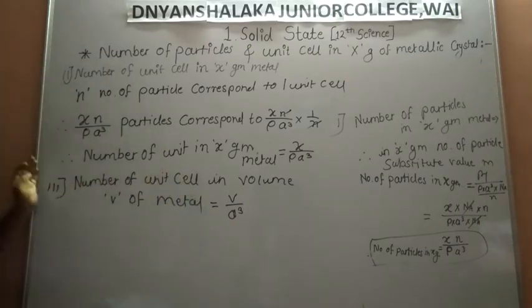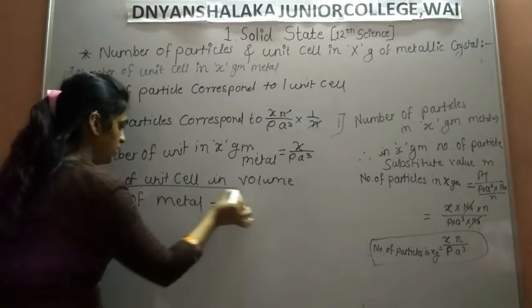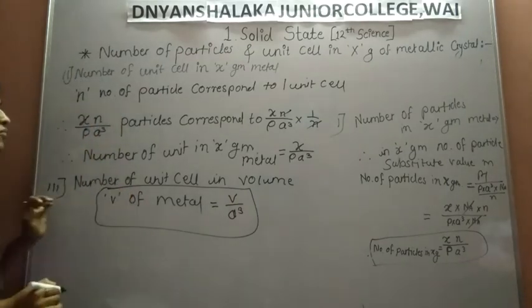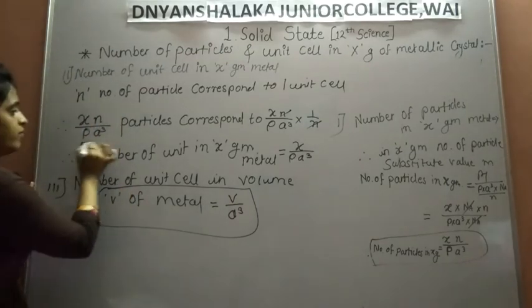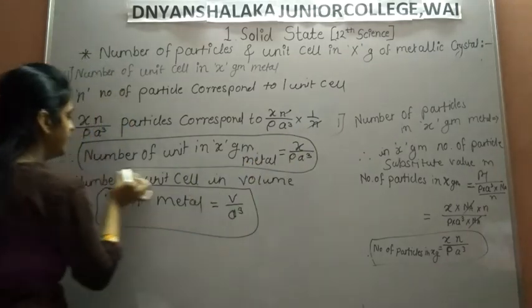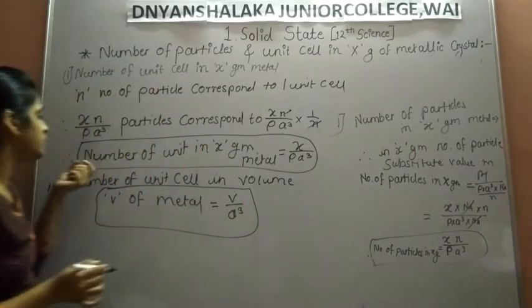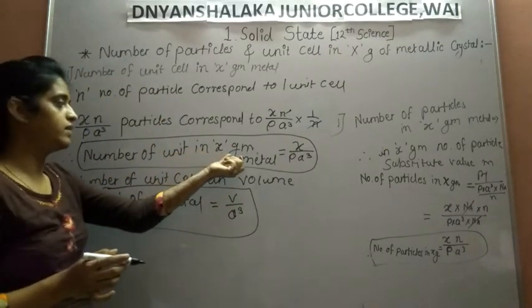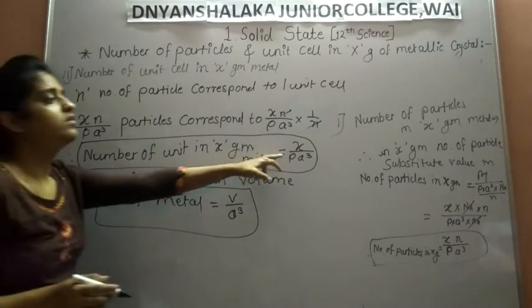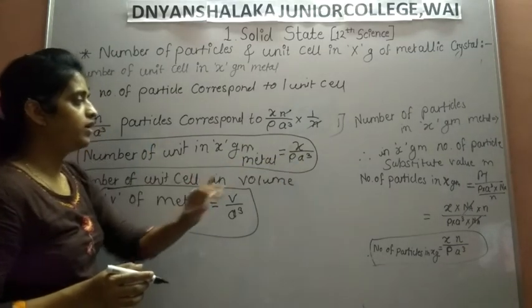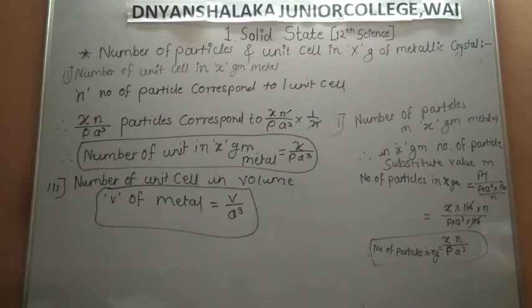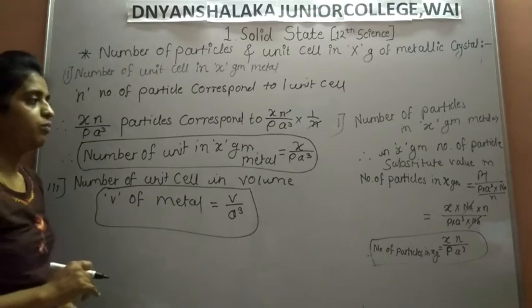So these are 3 formulae we have to find out. First, x into n upon rho into A cube. Next, second formula, number of unit cell in x gram metal: x upon rho into A cube. And to find the number of unit cell in volume, we use the third formula: volume of metal, which is equal to V upon A cube.